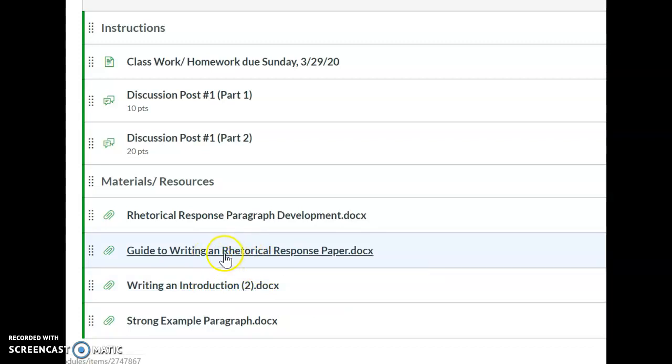both. So this guide to writing a rhetorical response paper is really going to function as an outline of the entire piece. Whereas these 2 focus more exclusively on the paragraphs at hand. And then you also have a strong example of a body paragraph.